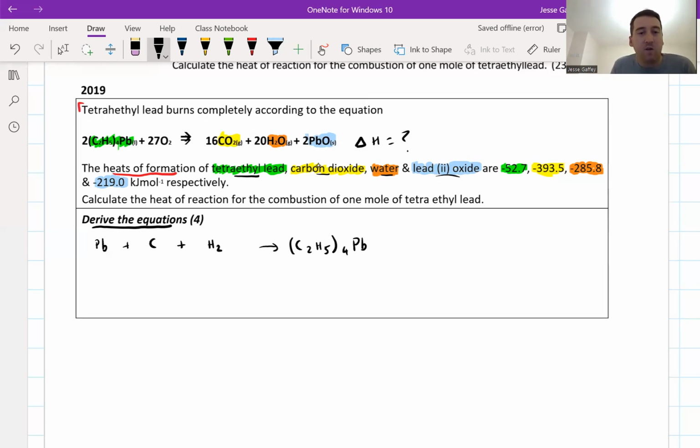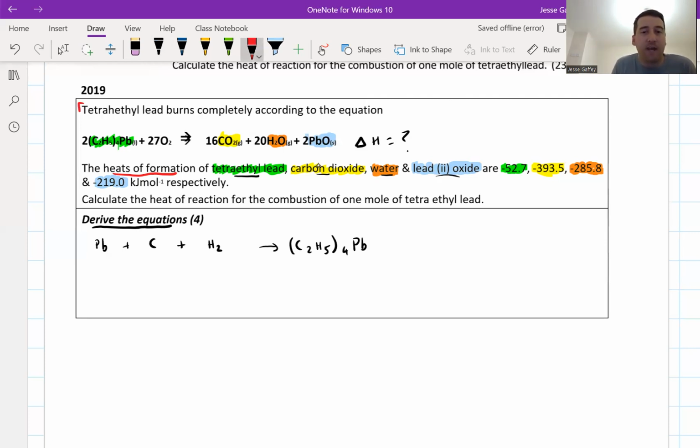All right, so lead, we've got 1 mole of lead in our product here, so that means we've got 1 mole of lead in our reactant. Remember, this has to stay as a 1 because we need the heat of formation of a compound to be for 1 mole of the compound.